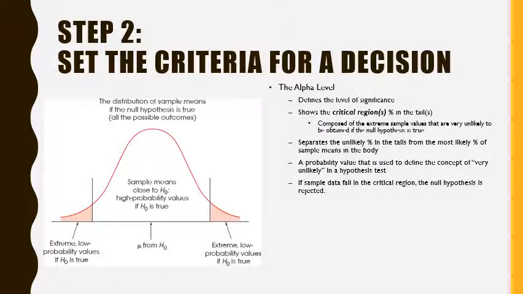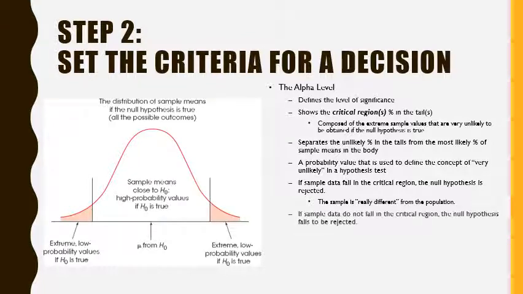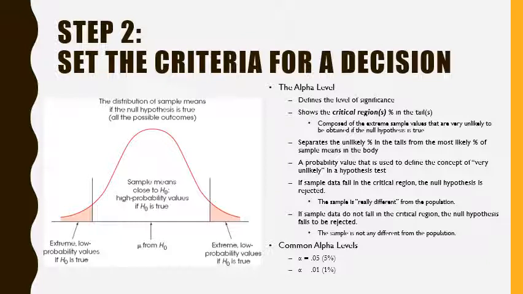So if sample data fall in the critical region, then the null hypothesis is rejected. The sample is really different from the population. If sample data do not fall in the critical region, rather they're in the body with everybody else, then the null hypothesis fails to be rejected and we say, oh, you're just like everybody else. The sample is not any different from the population. Common alpha levels that you might see: alpha equals 0.05, alpha equals 0.01, or alpha equals 0.001.